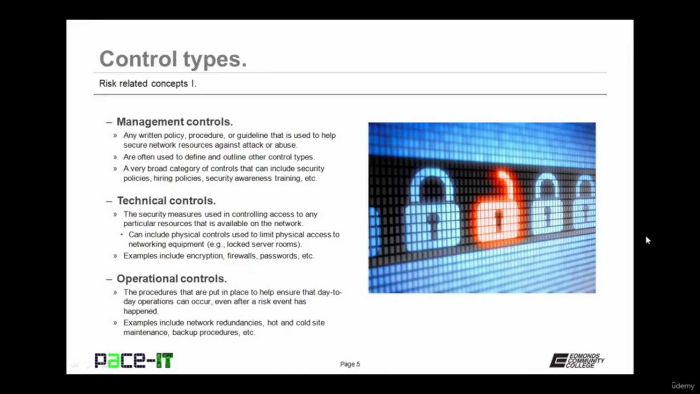And then there are operational controls. These are the procedures that are put in place to help ensure that day-to-day operations can occur even after a risk event has happened. Some examples of operational controls include network redundancies, hot and cold site maintenance, and backup procedures.